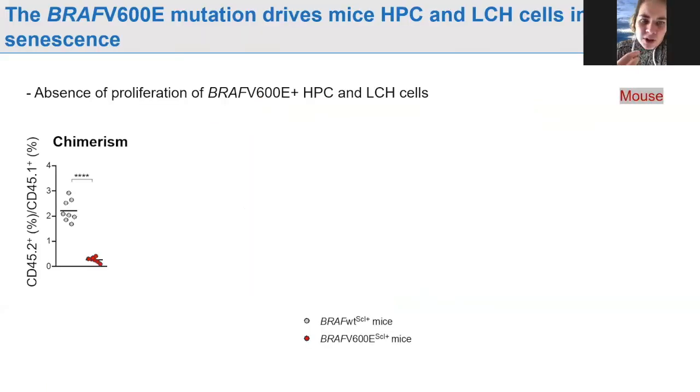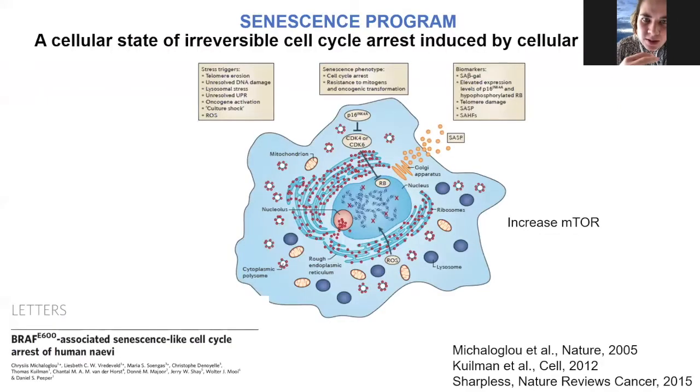So as I mentioned earlier, we were very intrigued by the fact that the BRAF V600E hematopoietic stem cells do not expand. And if they do not expand, we started to hypothesize that they might actually be senescent, as it has been described for nevi. So cells become senescent after a cellular stress like a DNA damage. And the senescent cells are typically in an irreversible cell cycle arrest, but they are still highly metabolically active.